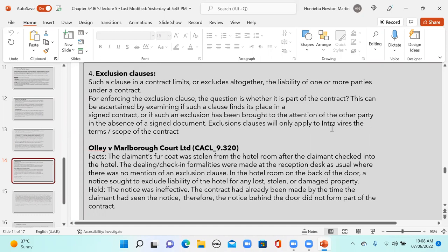Why? Because the contract had already been struck at the time the claimant made the payment at the desk. So the claimant had not seen the notice which was inside the room. The claimant contracted to take the room while he was at the desk of the hotel, while he was checking in, and not when he entered the room, and therefore, for this case, the court held that the notice behind the door did not form part of the contract.